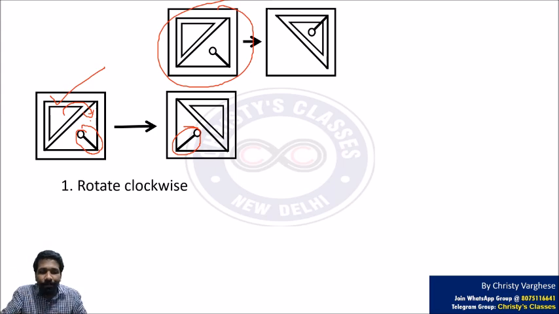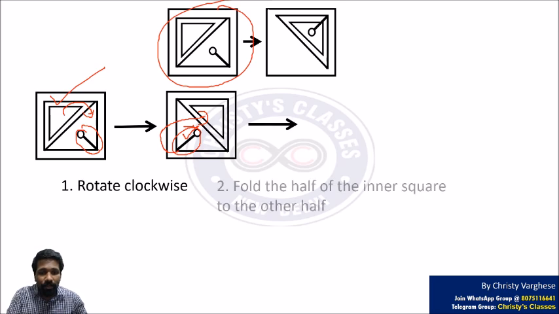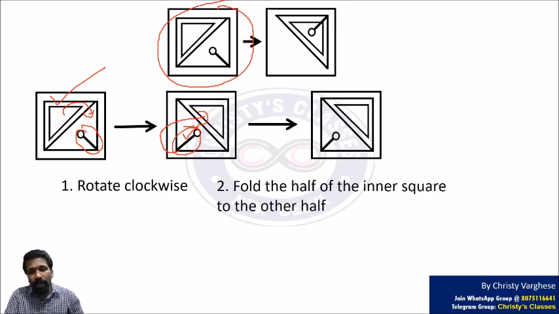Now what is happening? The second operation is the arrow containing corner. That corner you are folding to the other side. Think about the bread itself. You are cutting the bread diagonally and folding it to the opposite diagonal. Diagonally opposite we are folding it. That means fold half of the inner square to the other half.